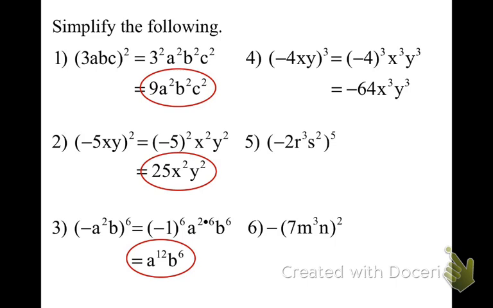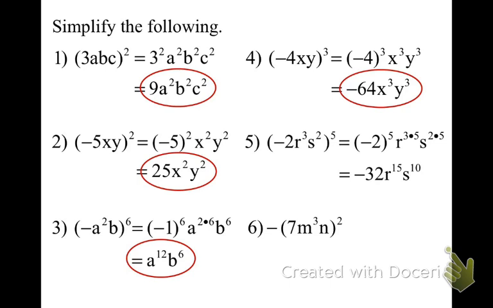-2 to the 5th power. Actually, let's say -1, we could do -2. -2 to the 5th power. 2 to the 5th power is 2 times 2 is 4, times 2 is 8, times 2 is 16, times 2 is 32. That's 32, and it's going to be odd, so odd number of negatives, so it's going to be -32, r to the 15th, right? 3 times 5, and s to the 2 times 5 is s to the 10th.